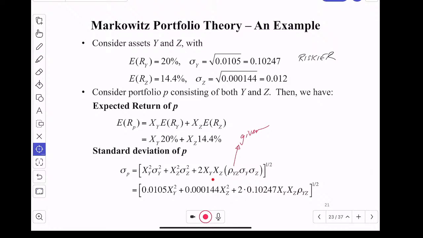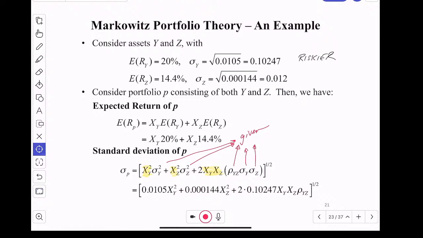Where all this information is given, so all that information is given. What's not given are the weights. How to combine. What is the best weight? We're going to figure out what the weights do in general, and then we're going to choose among them.